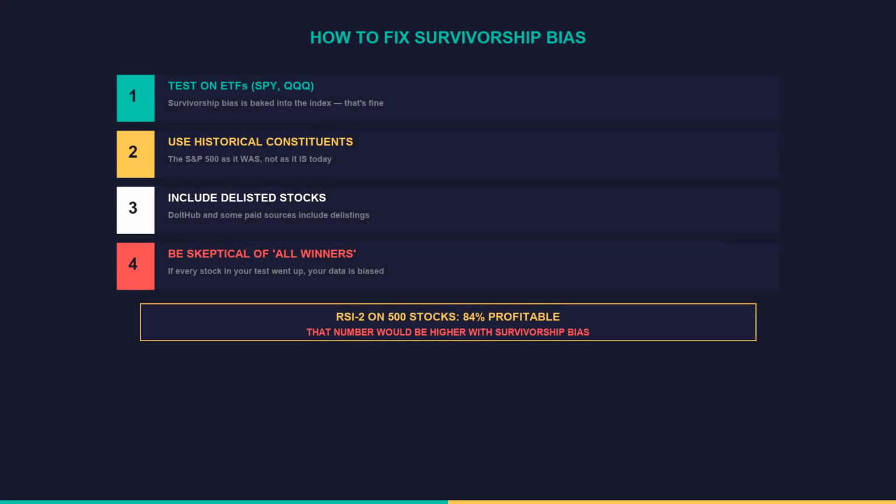How to fix it? Test on the full S&P 500 as it existed at the time, not as it exists today. Or test on an ETF like SPY, where the survivorship bias is baked into the index itself. When I backtested RSI2 on 500 stocks, 84% were profitable. That number would have been higher if I had only tested today's S&P 500 instead of the actual historical constituents. Survivorship bias inflates your results, every time. If you remember one thing from this video, remember to test on data that includes the losers.